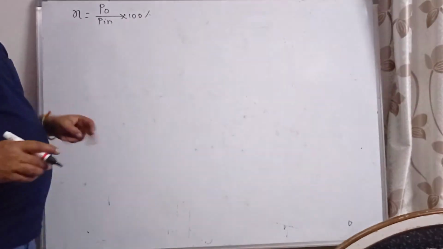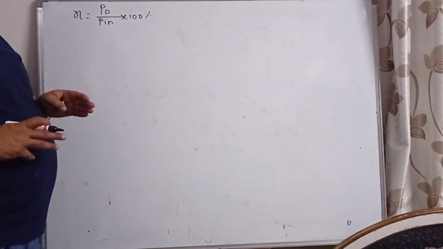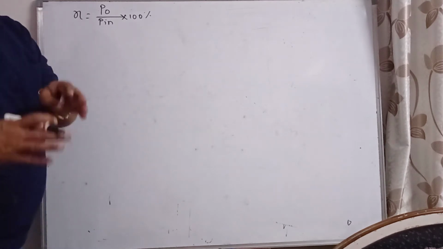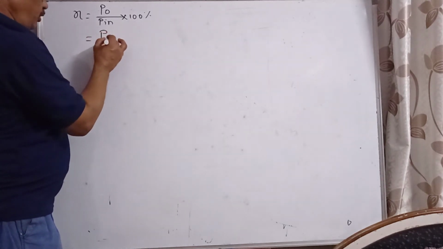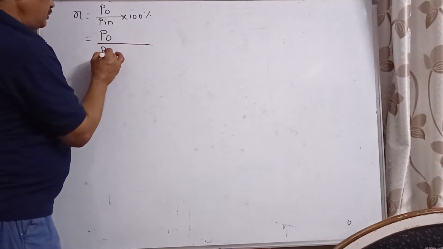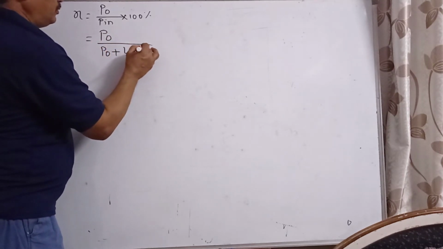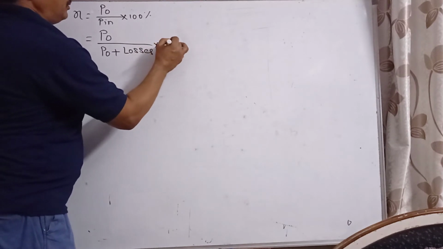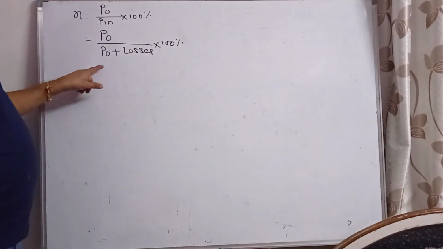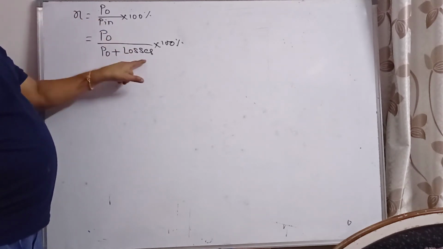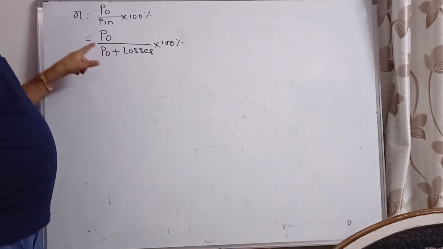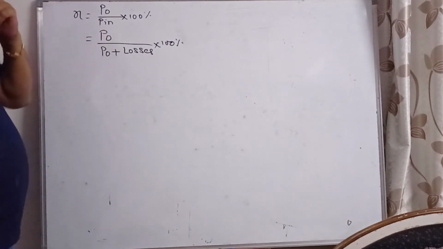Efficiency is output power upon input power. I have told you, input power minus losses is output power. Output plus losses is input. Input minus losses is output, so output plus losses will be equal to input.